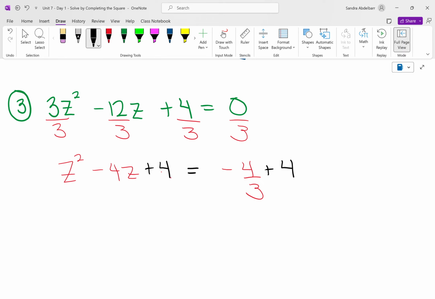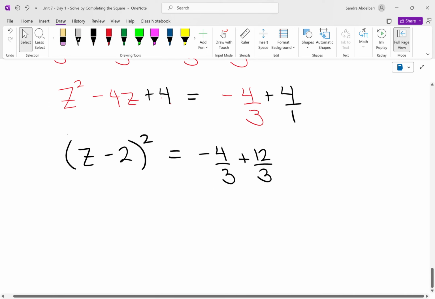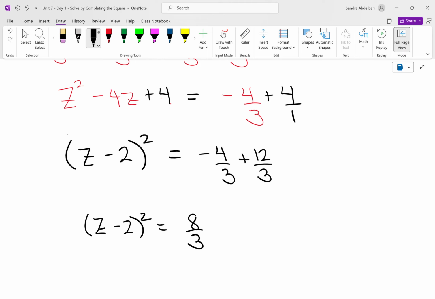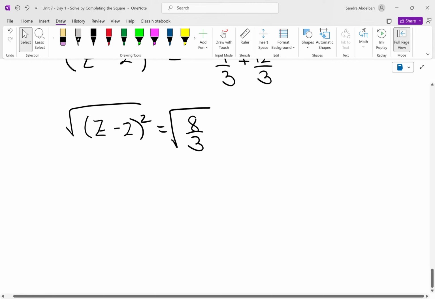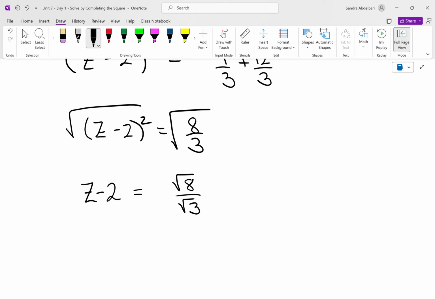half of 4 is 2. 2 squared is 4. Add 4 to the left, add 4 to the right. So now we're going to have z minus 2 squared equals, I'm going to create a common denominator here, negative 4/3 plus 12/3. So we're going to have z minus 2 squared equals 8/3. To undo a square, we take the square root.